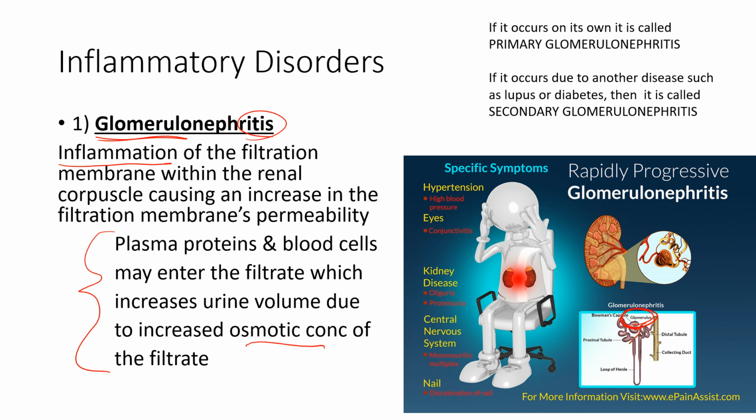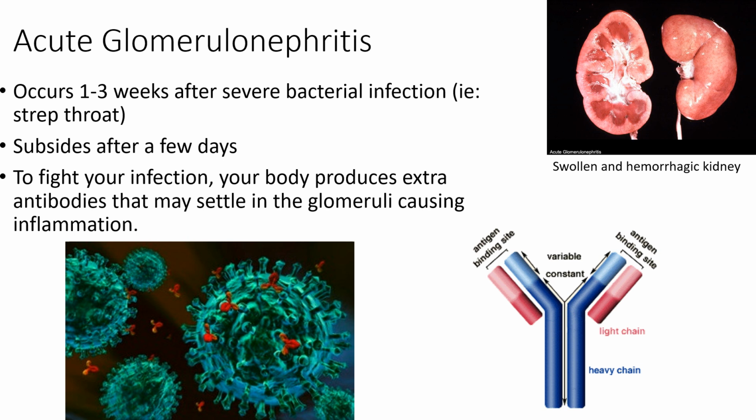So if it occurs on its own, it's called primary glomerulonephritis. If it occurs due to another disease, such as an underlying disease like lupus or diabetes, and they can trace it back to that, then it's secondary. And that's true for anything. So primary means that's kind of on its own. Secondary, it's a step off of another disorder, okay?